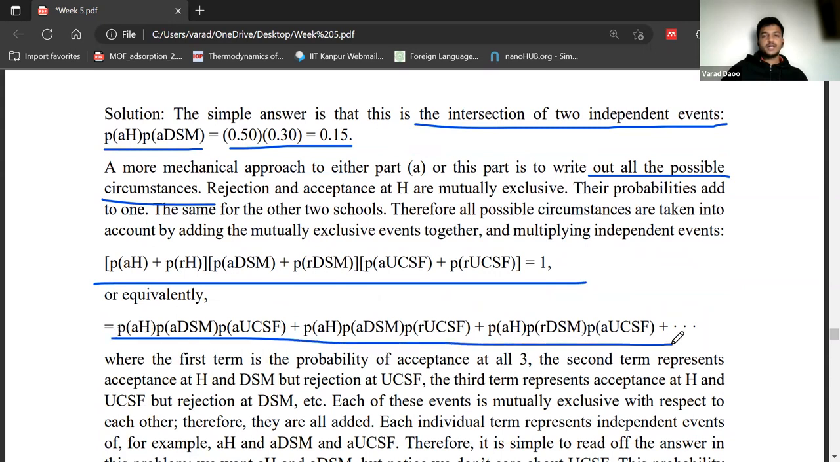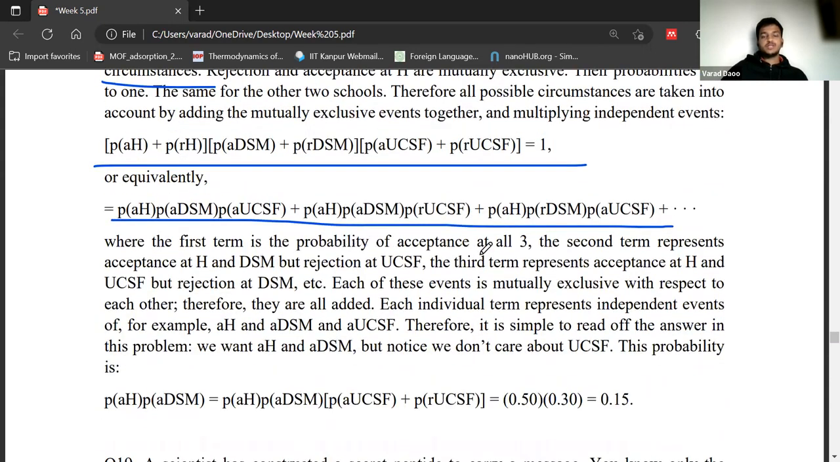Or equivalently, we can write it like this, where the first term is the probability of acceptance at all three. The second term represents acceptance at Harvard and DSM, but rejection at UCSF. The third term represents acceptance at Harvard and UCSF, but rejection at DSM, and so on. Each of these events is mutually exclusive with respect to each other, therefore they are added. Each individual term represents independent events, for example acceptance at Harvard and acceptance at DSM and acceptance at UCSF.